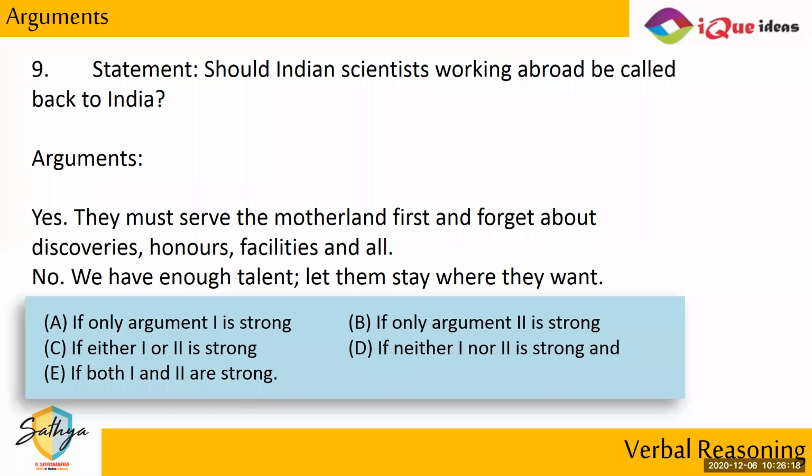Okay, let's take a look at it. First argument: yes, they must serve the motherland first and forget about discoveries, honors, facilities, and all. क्यों भाई? क्यों? मदरलैंड को क्यों सर्व करना चाहिए? डिस्कवरी ऑनर फैसिलिटी को क्यों भूल जाऊं? It is a very patriotic statement. It is a very emotional statement. But unfortunately, emotions don't work in arguments. It is not a logical statement.